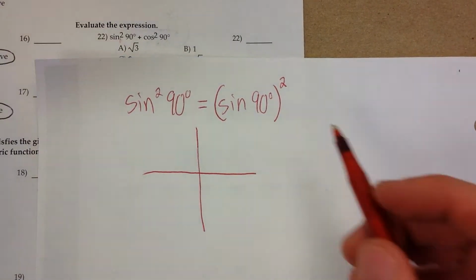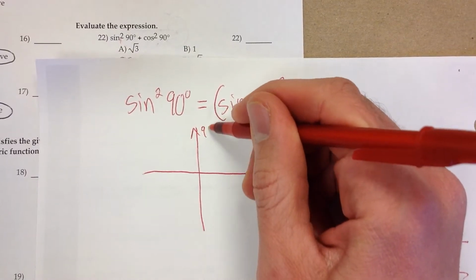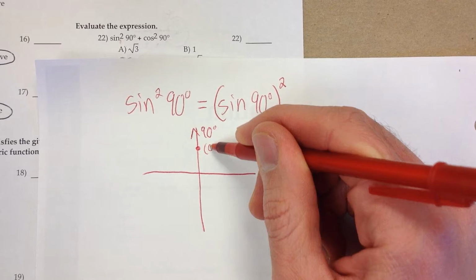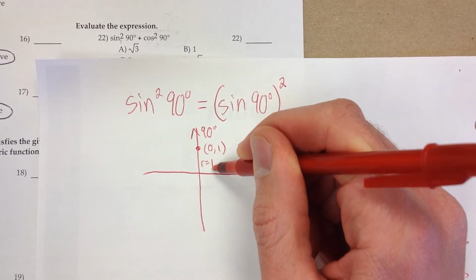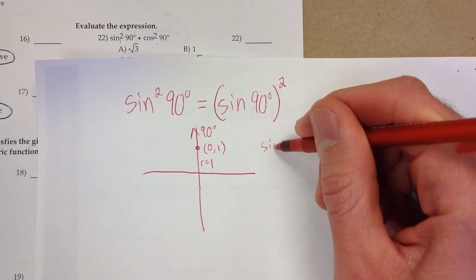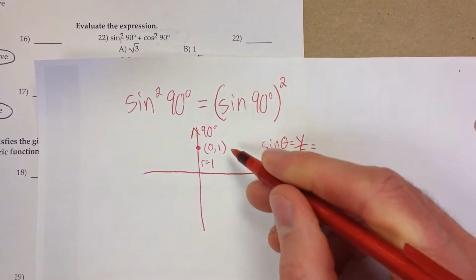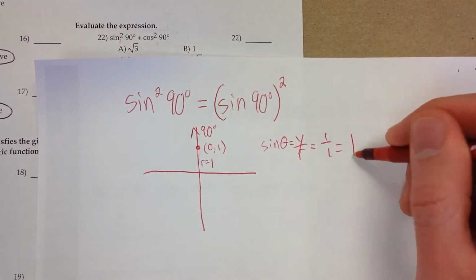Okay, so here's the deal. I need to find the sine of 90 degrees. Hopefully you know how to do this by now. You go to 90. You just need a point on the terminal side. I think the easiest one to use is 0, 1. That way your r equals 1. You need to know that sine is y over r. So your y coordinate is 1. Your r is 1. So sine of 90 is 1.